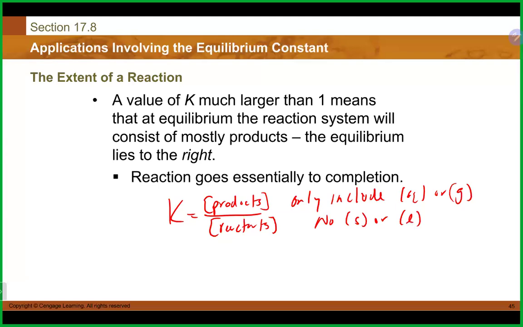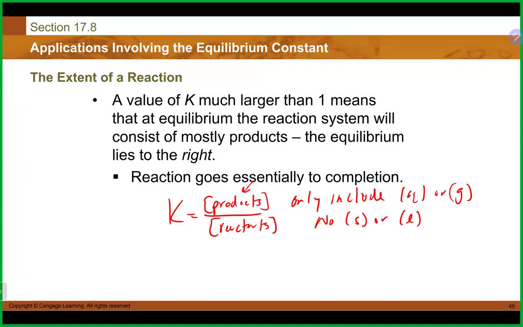Now, that number, as I mentioned before, does give you an idea of what you'll mainly have when you reach equilibrium. If you have a large value of K, that means when you reach equilibrium, you will mainly have products. Just mathematically speaking, to get a large number, you'll need a large number on top divided by a small number, so you'll have more products than reactants.